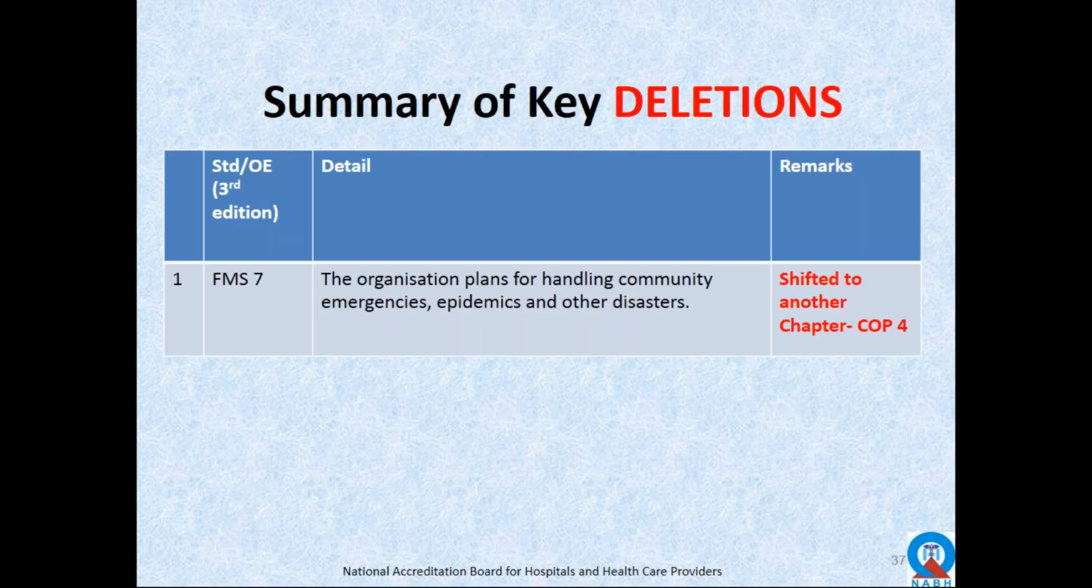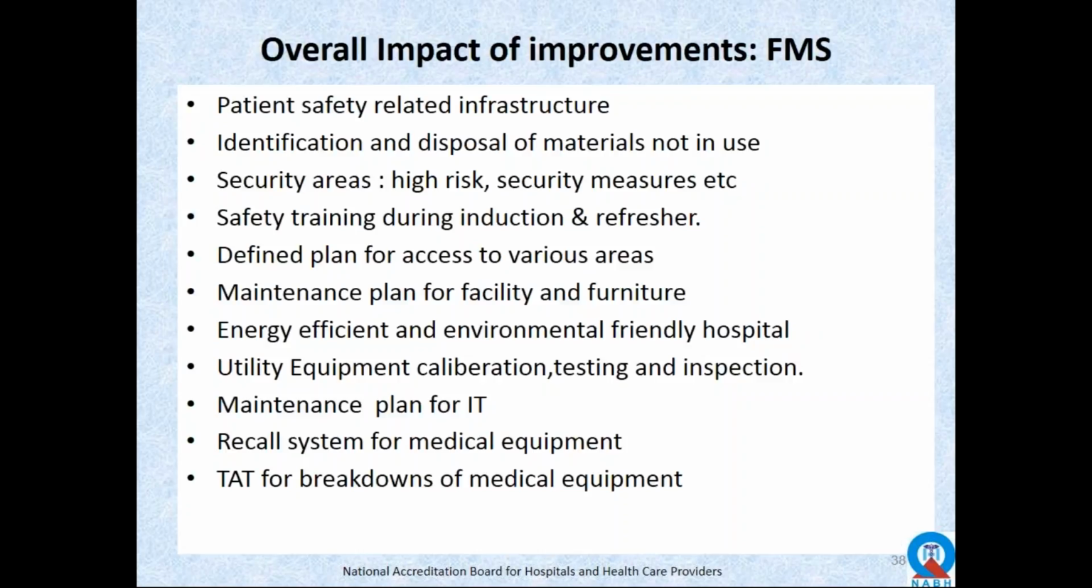Overall impacts of improvement, if you see, several gaps, as I mentioned, have now been plugged. There was nothing to look into aspects such as identification and disposal of materials not in use. There was nothing to talk about maintenance plan for facility and furniture, maintenance plan for IT equipment, recall of medical equipment, or identification of specifically the security risk areas. So all these aspects of safety which were up to now not covered by the previous editions have now been covered in the 4th edition.